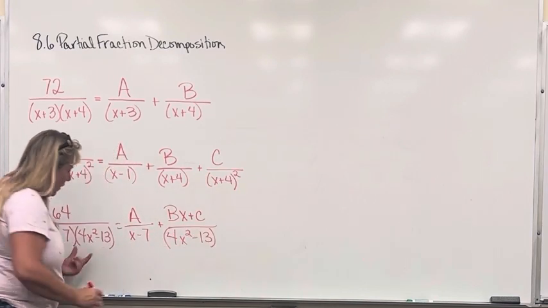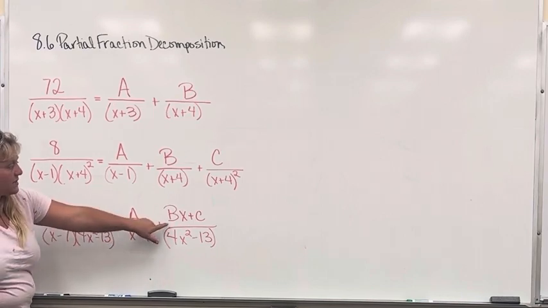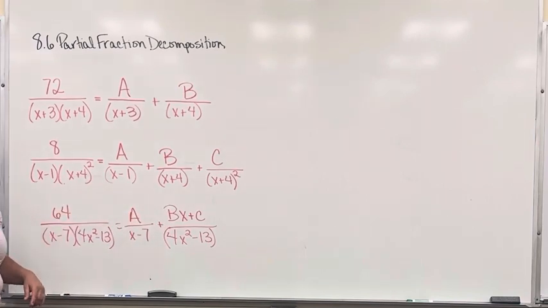So if you have one that doesn't factor, so you have an x squared and it doesn't factor as a quadratic, what needs to go on the top of that fraction is bx plus c. And the idea is we're making the possibility of any situation that we might possibly have. So these are the different ways that we're gonna have to set up our problem.